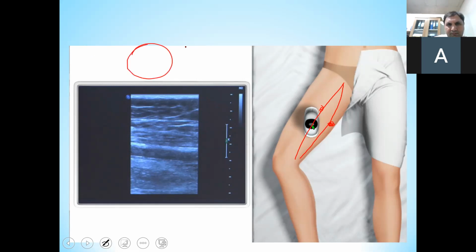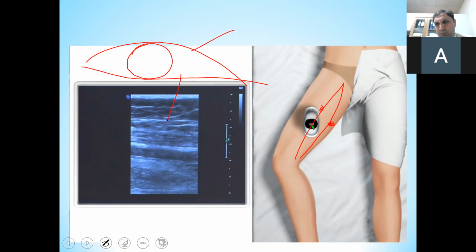It will have two fascia. This is the superficial fascia and this is the deep fascia, and this is an eye. Is it an eye? Okay, great. So this is called the Egyptian eye.